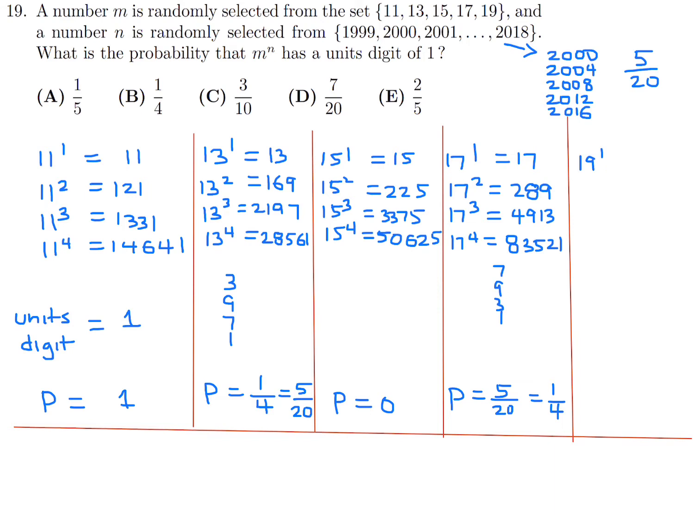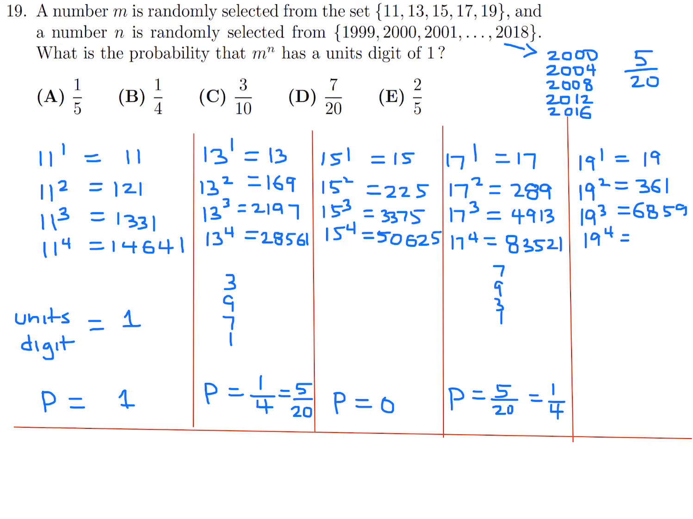Okay, we're down to 19, the last one. 19 to the power of 1, 19 to the power of 2, 19 to the power of 3, 19 to the power of 4. Gives us an idea what the units digits are. This is 19. This is 361. This is 6859.